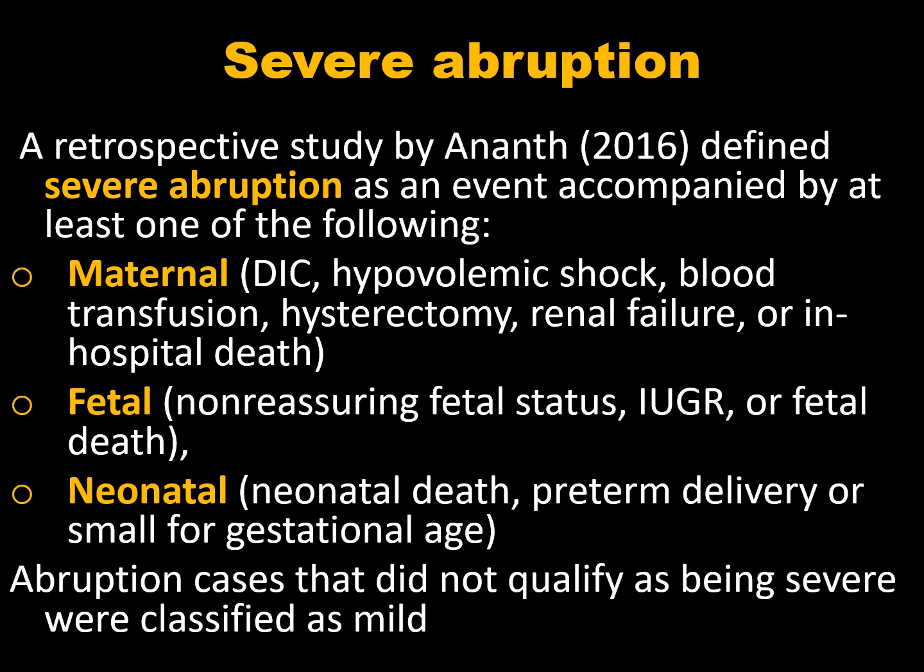Severe abruption is defined by retrospective study as an event accompanied by at least one of the following: maternal, fetal, or neonatal criteria. Maternal criteria: maternal problems, DIC, shock, blood transfusion, hysterectomy, renal failure, or death. Fetal: non-reassuring status or fetal death, neonatal death, preterm delivery, or small for gestational age. Abruption cases that did not qualify as being severe were classified as mild.